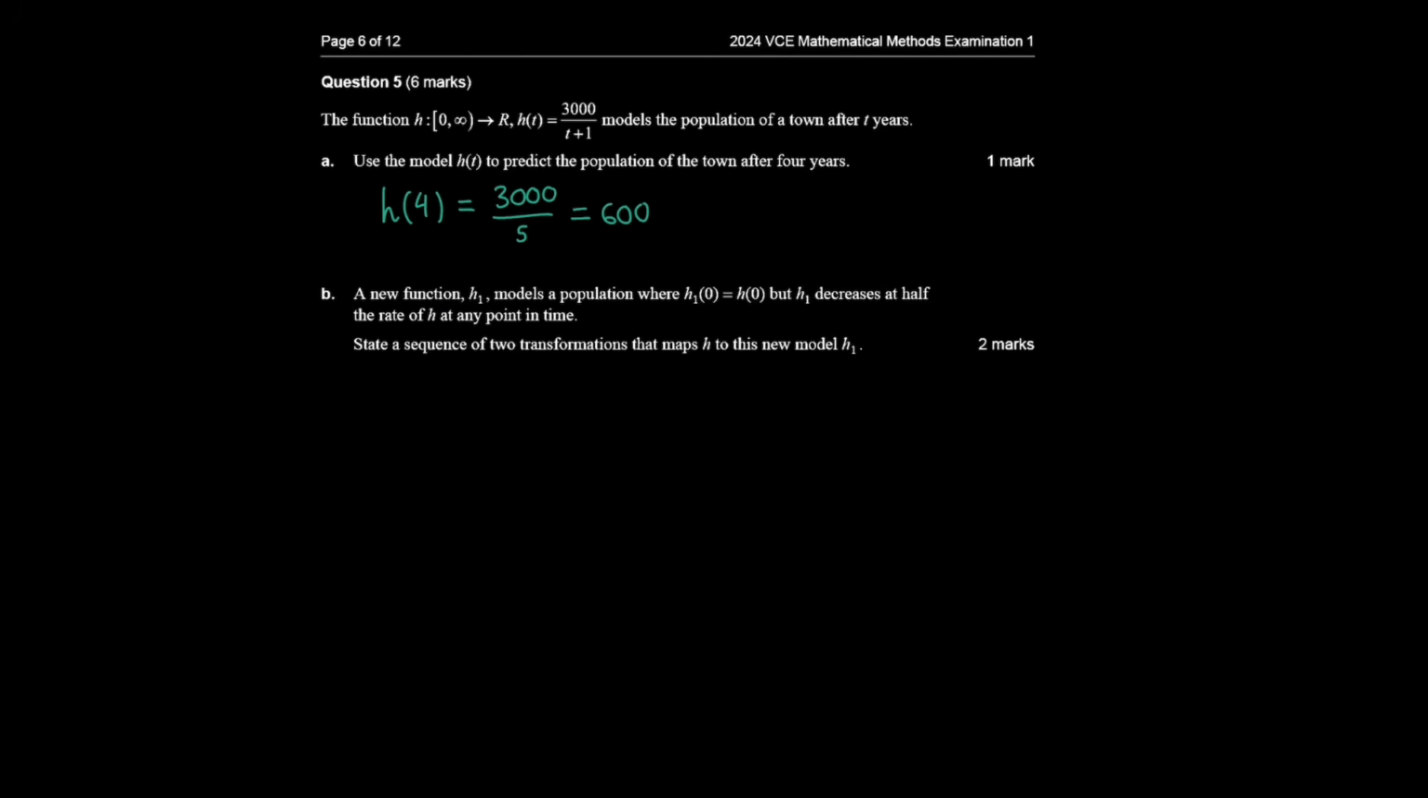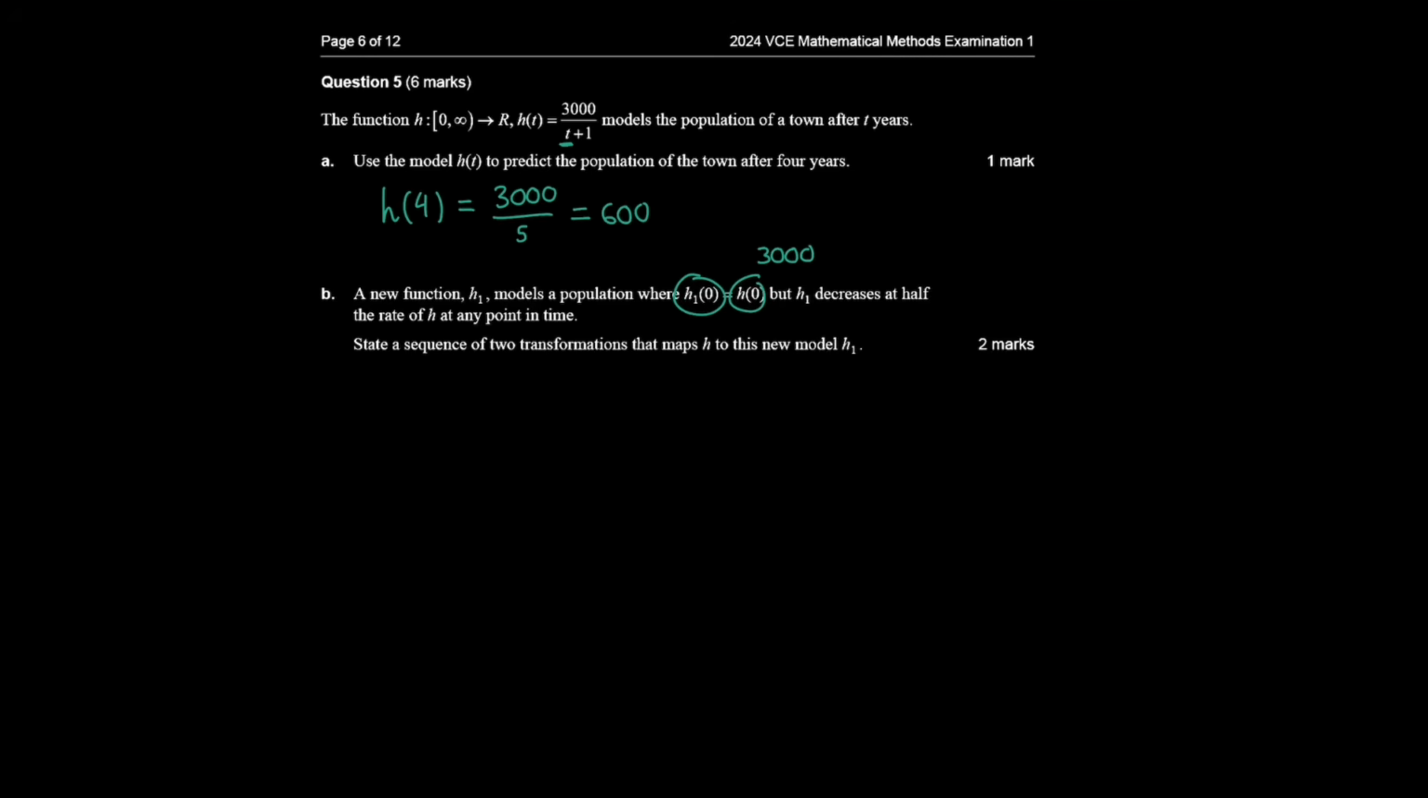For the next question, they want us to find a new function, or they want us to find the transformations on how to get this new function, where it decreases at half the rate of the original at any time. And the important thing is that the new one has the same y value at x equals 0 as the old one. So let's find what that old one is at x equals 0. Well, when you put 0 into here, or t equals 0, when you put 0 into there, you'll get 3,000 over 1, so that's 3,000. So our new graph has to also be at 3,000 at t equals 0, so the y-intercept.